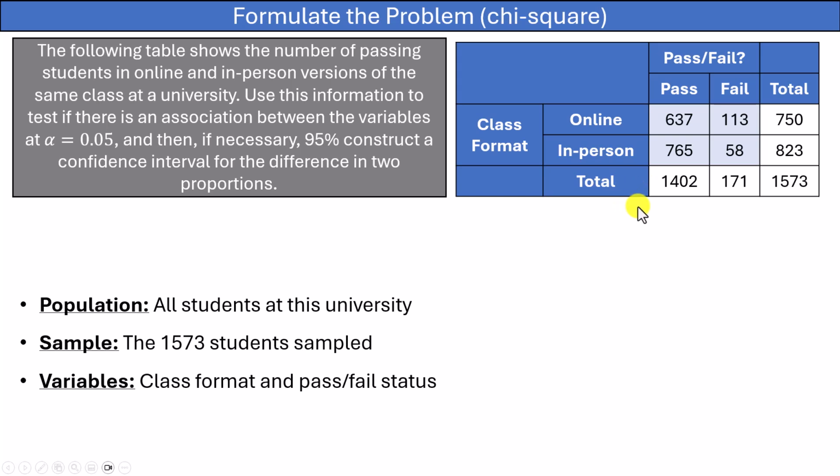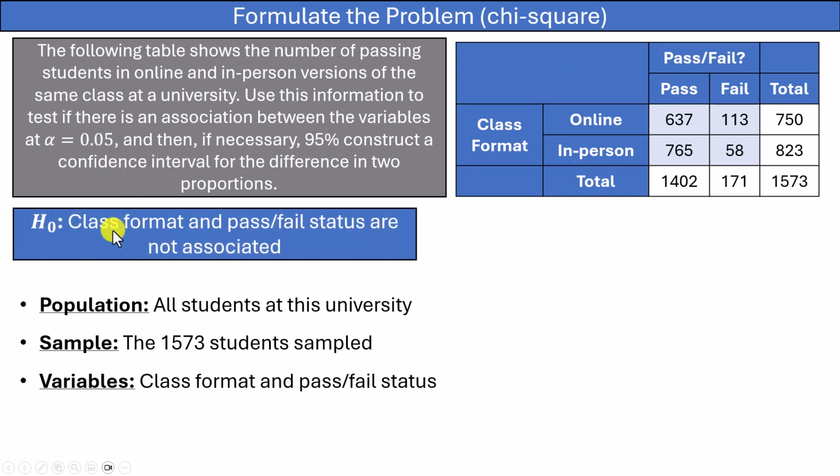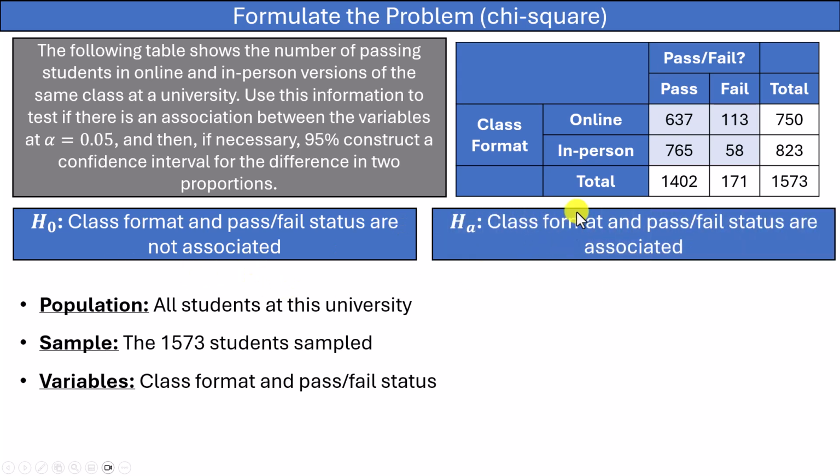And then we can go ahead and we can set up the null and alternative hypotheses. So you might remember for a chi-square test, the null hypothesis is that your two variables, in this case class format and pass-fail status, are not associated. And the alternative is that they are associated. So the exact same thing, class format and pass-fail status are associated.